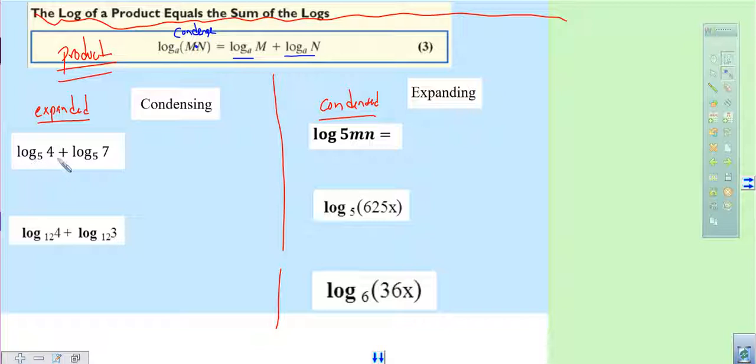Now we went from expanded to condensing. We see that we have two logs separated by addition, so we rewrite it as one log with multiplication. And obviously we can simplify that and say log base 5 of 28. Okay, go ahead and hit pause, do the second one.